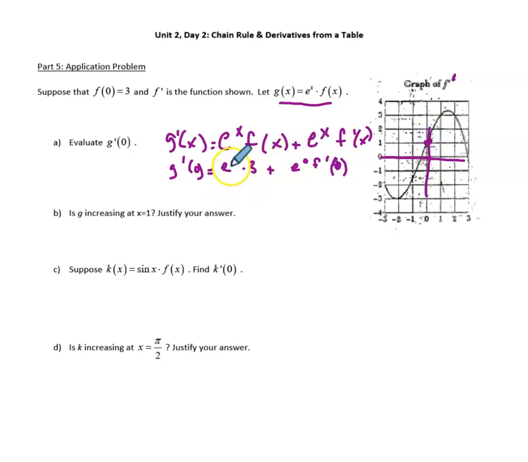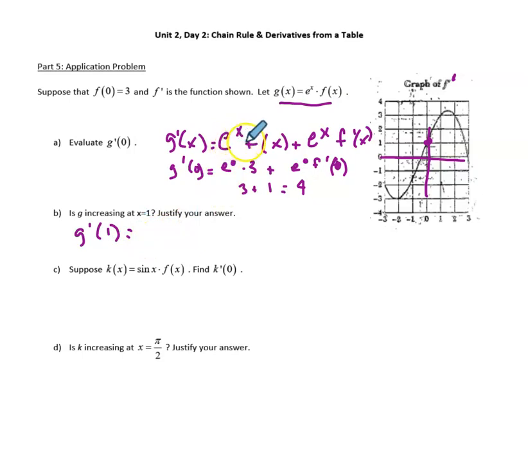And so I end up with e to the 0, which is 1, times 3 is 3, plus e to the 0, which is 1, times f prime of 0, which is also 1. So 3 plus 1 is 4, and that is g prime of 0. Next question: is g increasing at x equals 1? And please justify. So we need g prime of 1 in order to justify.